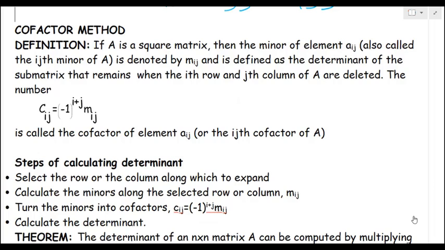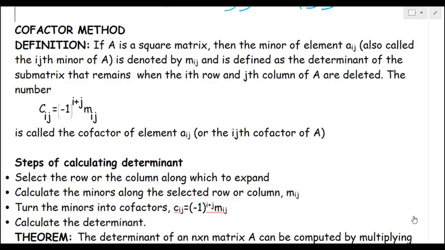Our third method of calculating the determinant is by use of cofactors. In this case, we are going to first of all define the following. 1. If A is a square matrix, then the minor of element Aij, also called the ijth minor of A, is denoted by Mij and is defined as the determinant of the submatrix that remains when the ith row and the jth column are deleted.